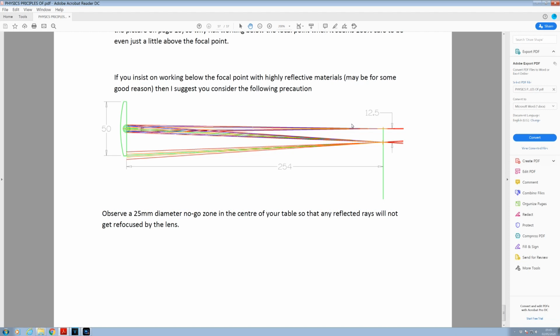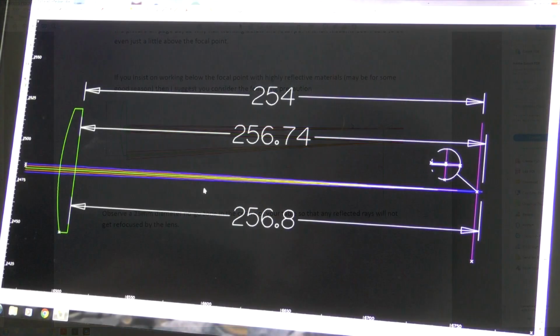12.5 millimeters to one side, what will happen is you will get the second ray, but that means that any reflection off of your workpiece will now reflect to the third ray. And that third lower ray, as you can see, misses the lens. So provided you use a 25 millimeter diameter no-go zone in the center of your table, you will stand no chance of reflecting any rays back up into your lens, even if you work below the focus point.